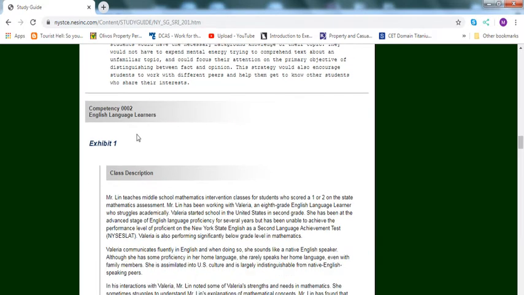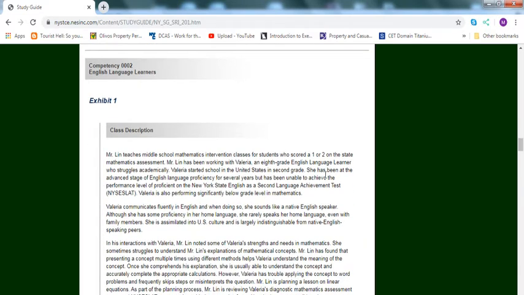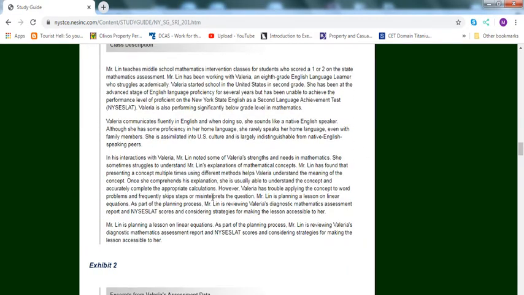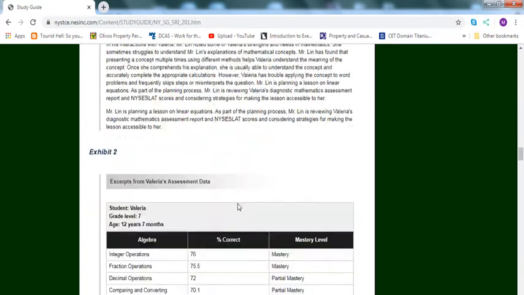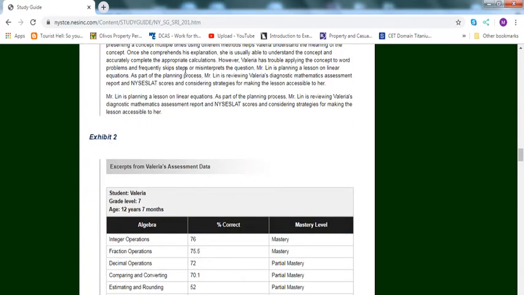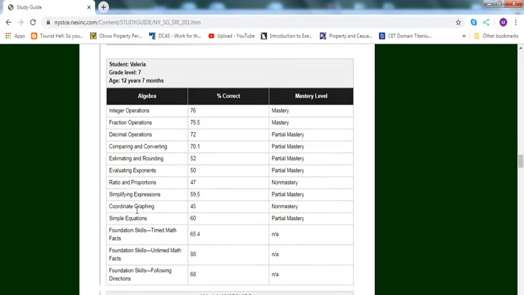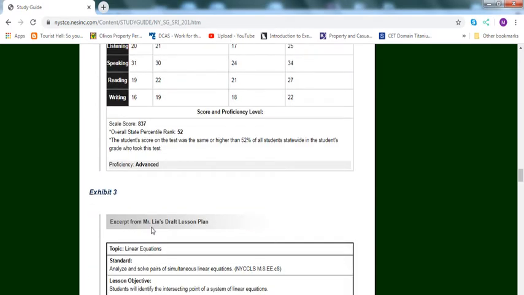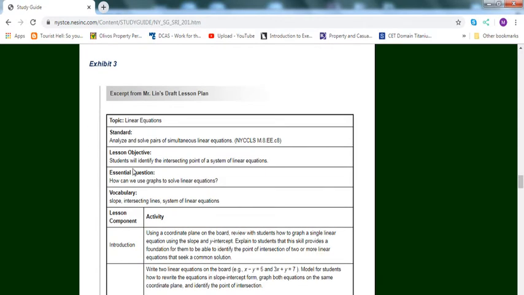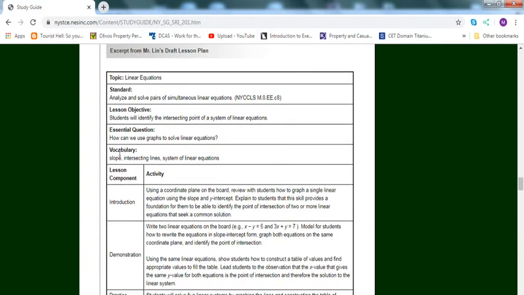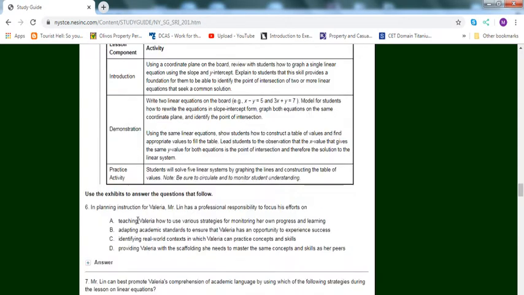Again, same thing. Competency, English language learners. They let you know, but in the real exam, they're not gonna let you know. This topic is gonna be about English language learners. You read through the whole class description. Again, they're gonna have 3 exhibits. That was one. This is gonna be the second one, as you can see, over here, and this is the third one right over here. The second or third exhibit might be about the lesson plan. So this is again the lesson plan.